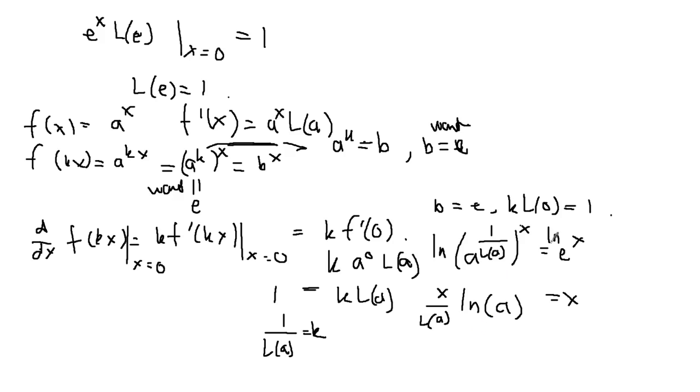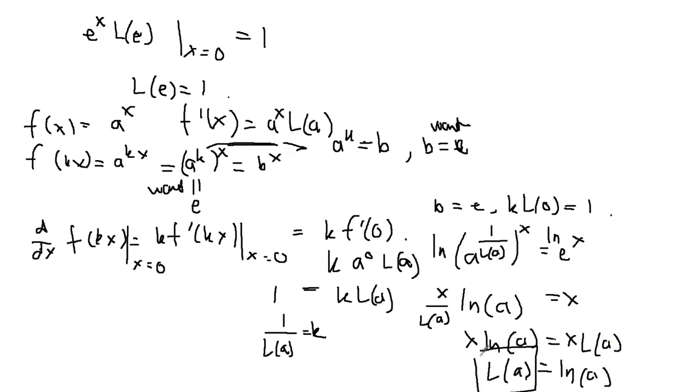Starting to get pretty interesting. We can multiply by L of A on both sides. If we multiply by L of A on both sides, this is what you're going to get: x ln of A is equal to x L of A. And boom, you found the function. That is what L of A is, right? L of A has to equal ln of A in order for the function a to the kx to become e to the x. So the slope at 0 is equal to 1.